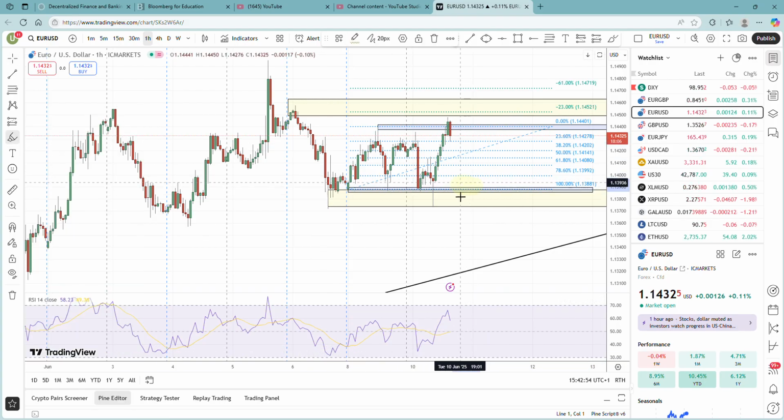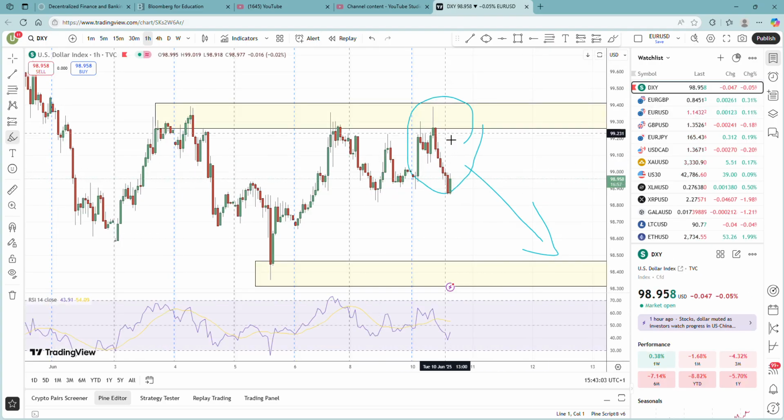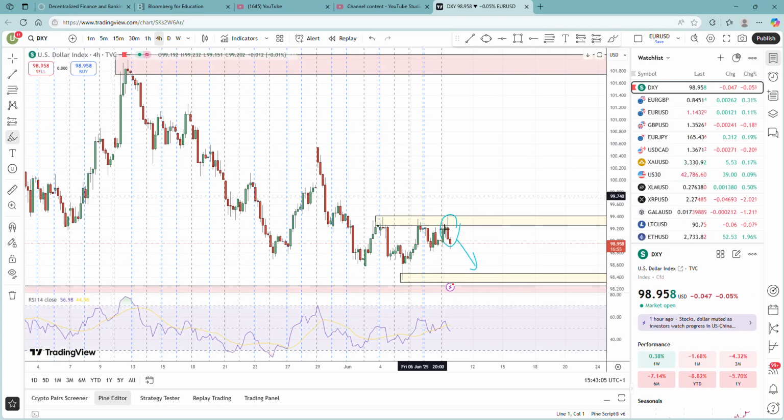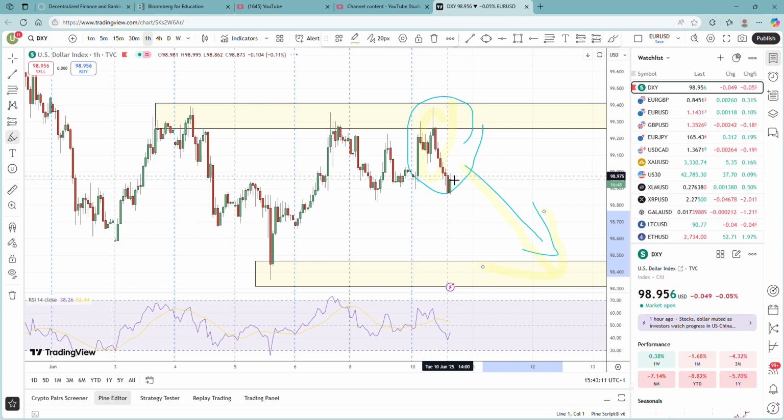When price is here, we buy. When price is here, we sell. Currently price is here, we sell. But as I said, DXY on a H4 is very, very bearish. So I expect it to go down further. However, if you go to a H1 on the DXY, you can see that there's a support here. So it looks to be going up.